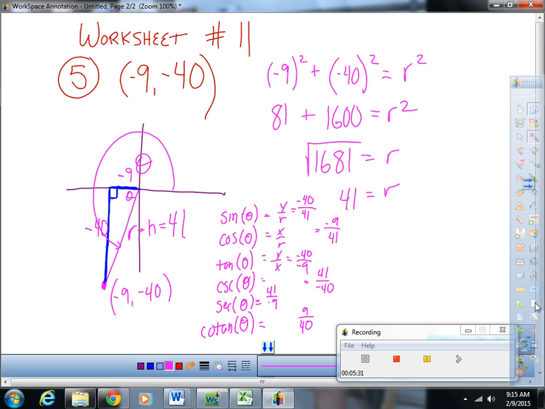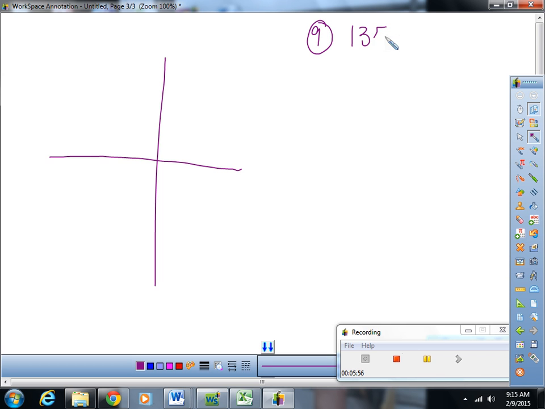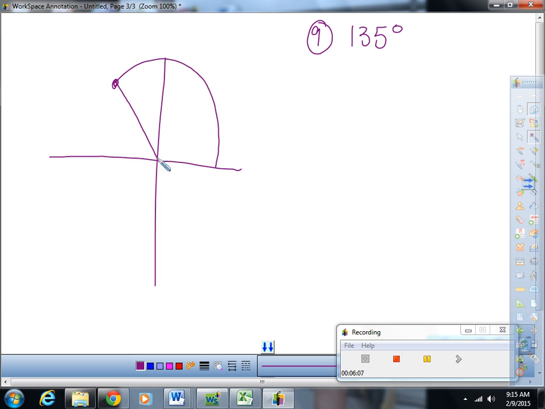Let's do number 9 now. Number 9 says sketch each angle and then find its reference angle. And number 9 says 135 degrees. Remember that we always draw our triangle to the x-axis to find our reference angle. So, somewhere around here is 135 degrees worth of rotation.